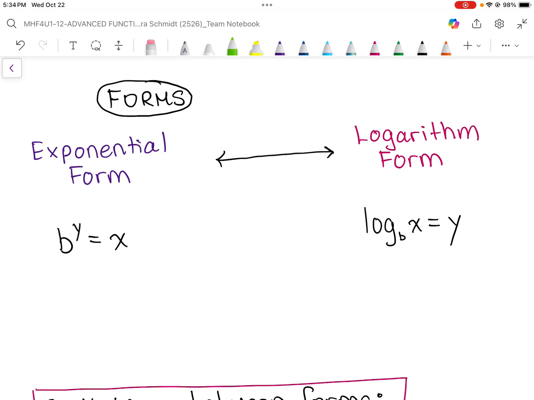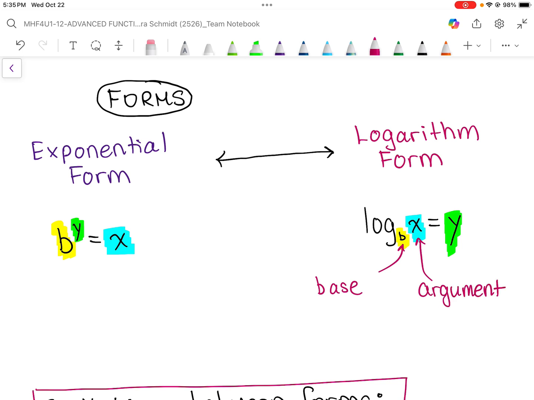So if we have an exponential form, b raised to the exponent y is equal to x, what that looks like in logarithm form is log base b of x is equal to our exponent y. We call this the base, as we do in our exponential form. We call this the argument. And this is our exponent.